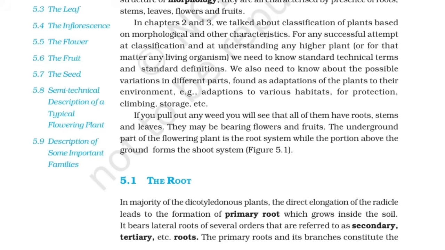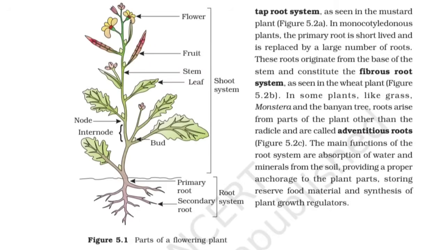5.1. The root. In majority of the dicotyledonous plants, the direct elongation of the radicle leads to the formation of primary root, which grows inside the soil. It bears lateral roots of several orders that are referred to as secondary, tertiary, etc. roots. The primary roots and its branches constitute the taproot system, as seen in the mustard plant.